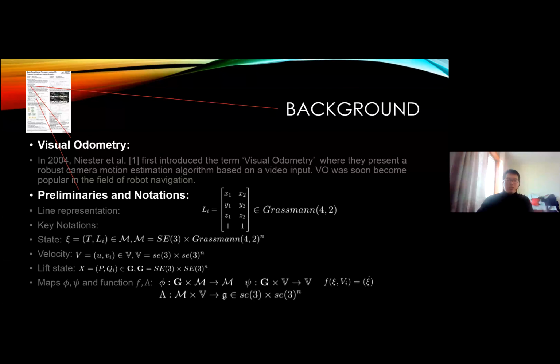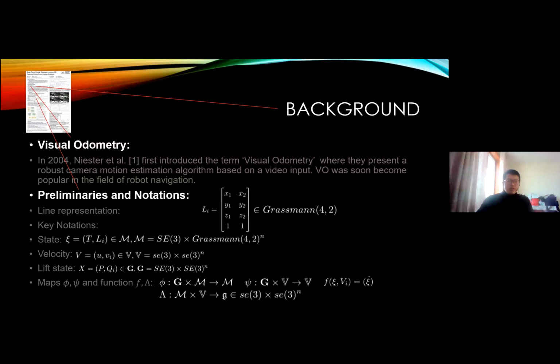So the problem for this project is quite straightforward. I break it down into 2 parts. The first part is to identify the 3D lines. And the second part is to build an equivariant kinematic system and design an observer on it.